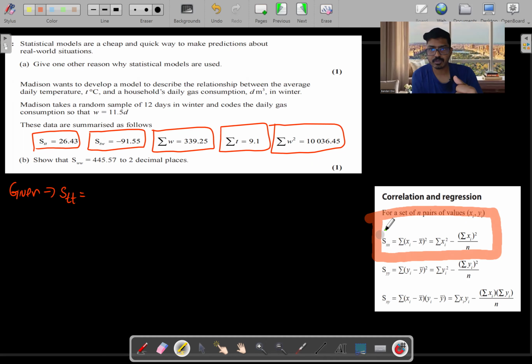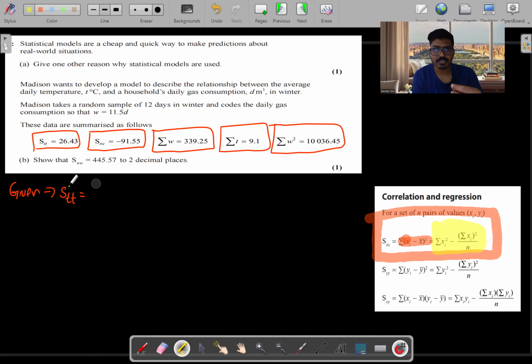I have already marked the equation sheet, the equation for SXX. Don't look at this part; you can only look at the part in the yellow highlighter. From this I have taken the data. So SXX is the summation of x square minus the summation of x whole square upon n.